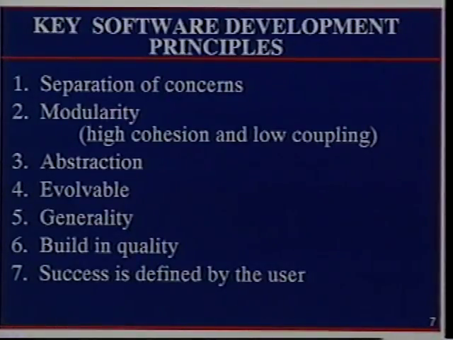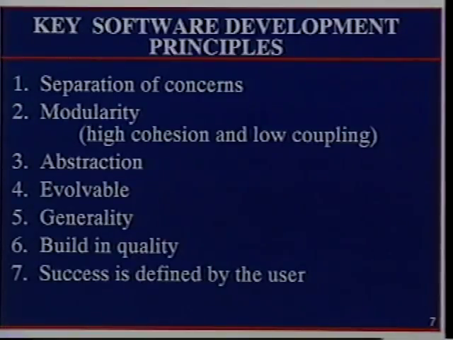Finally, the seventh principle: success is defined by the user. Again, this is true for both object-oriented software and any software development, that the success of any piece of software is determined by the user. If the users accept it, if the users like it, the software is successful. This is also true for engineering products. The user is the final judge.